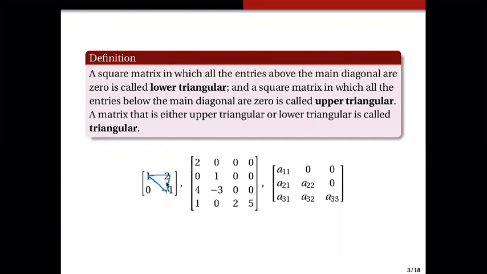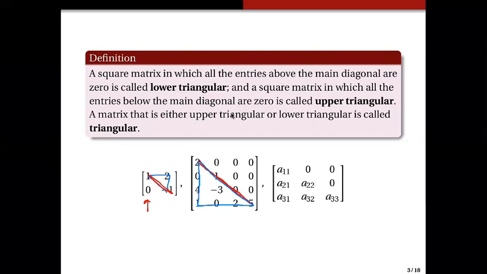Notice, this is the diagonal of this 2 by 2 matrix, and all the entries below that diagonal, which is just a single entry here, is zero. For this 4 by 4 matrix, this is the diagonal that we have, and all the entries above that diagonal are all zero. If we draw the triangle, this is the triangle that we are talking about, and that's why this matrix is called a lower triangular matrix.